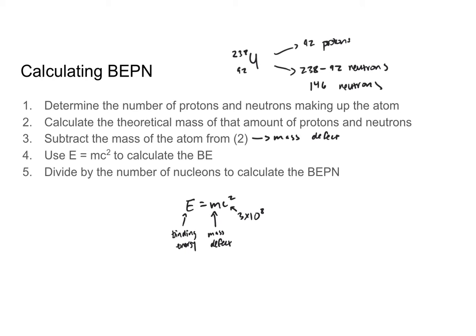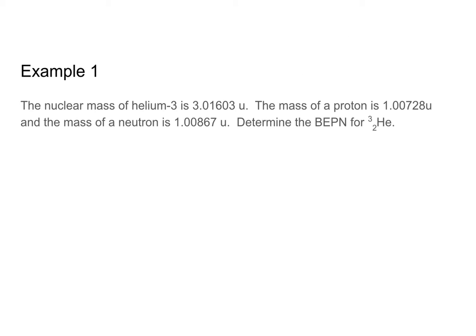Finally, we're going to divide the binding energy by the number of nucleons, which in our example is 238, to figure out the binding energy per nucleon, or the amount of energy used to keep each nucleon attached firmly to that nucleus. So with that, let's go ahead and do an example.